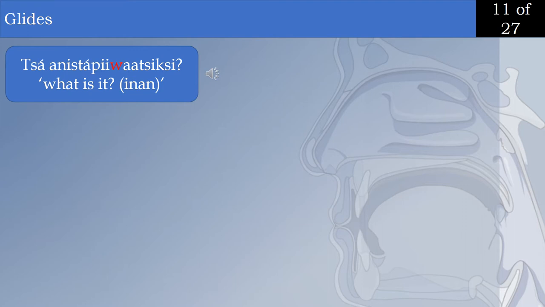Quick note about this phrase, what is it inanimate? Blackfoot divides nouns into animate things and inanimate things. This question is asking about what is that inanimate thing? We'll come back to this a little bit later.